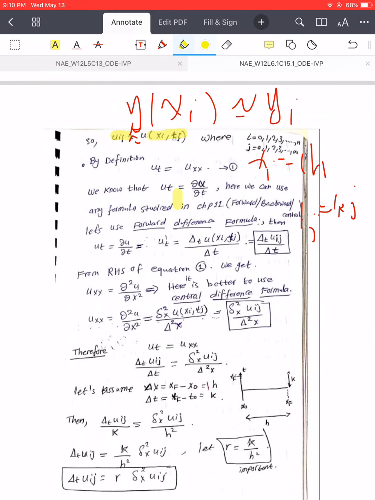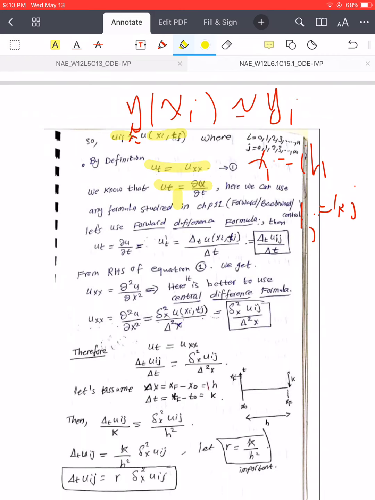So this here is the equation, and that's what we'd like to solve, just like before, but now we have two variables. That's the only difference. Okay, now we use some approximations, numerical differentiation, which we have learned before.